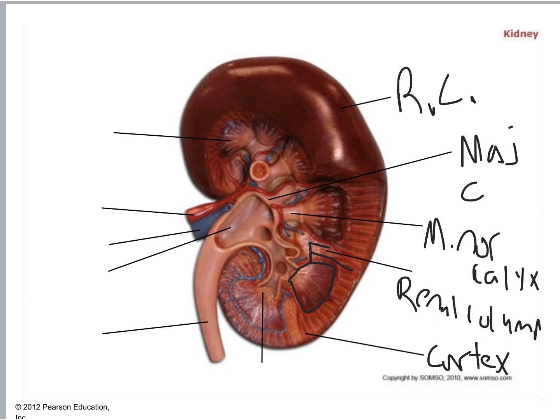Now let's do the upper left. The upper left line is pointing to the renal pyramid. The pyramid has a base and an apex to it. The base is closest to the renal cortex. The apex of the pyramid is the renal papilla, and it leads to the minor calyx.